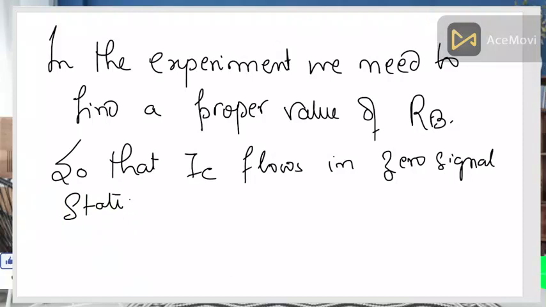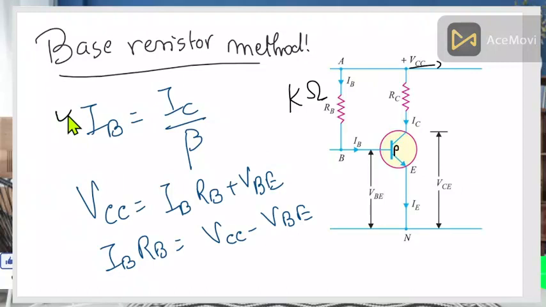Now if IC is the zero signal current, you are well acquainted with this equation. This is the definition of beta. Beta is the ratio of IC and IB, and you have to use this equation. So this is the equation. Now if you consider the circuit, here the circuit, it is this A, B, E and A loop.